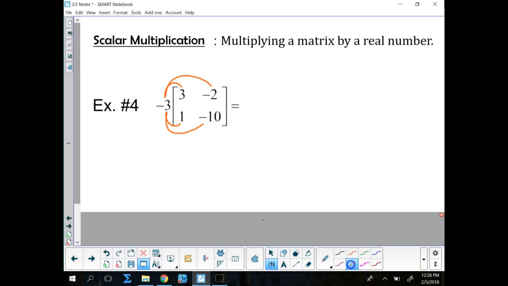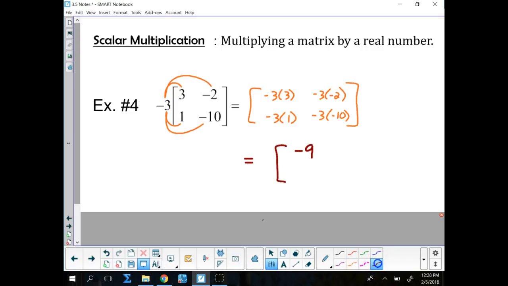So -3 times +3, and -3 times -2, and -3 times +1, and -3 times -10 is going to give me a 2 by 2 matrix of -9, +6, -3, +30.